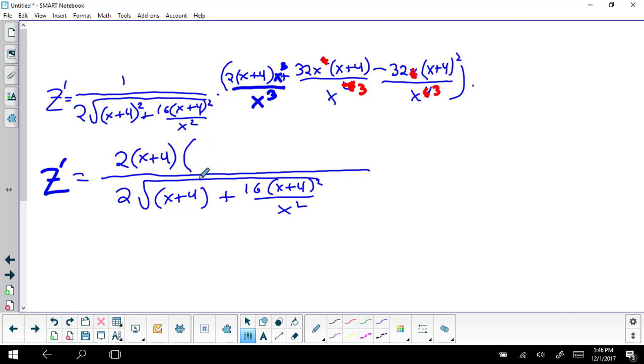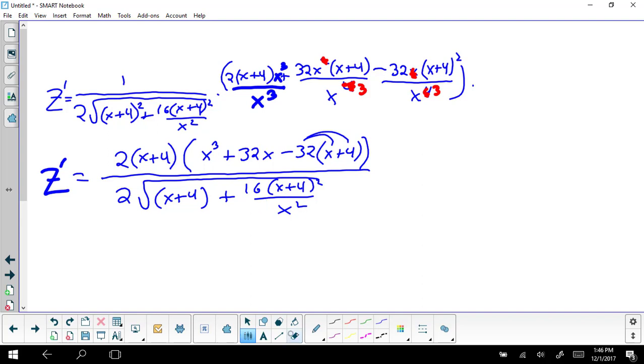And so I got x cubed plus, this is going to be 32x, and this one over here is going to be minus 32 times x plus 4. Okay. Now when I distribute this 32 in, I pulled out a 2, so both of these are 16.